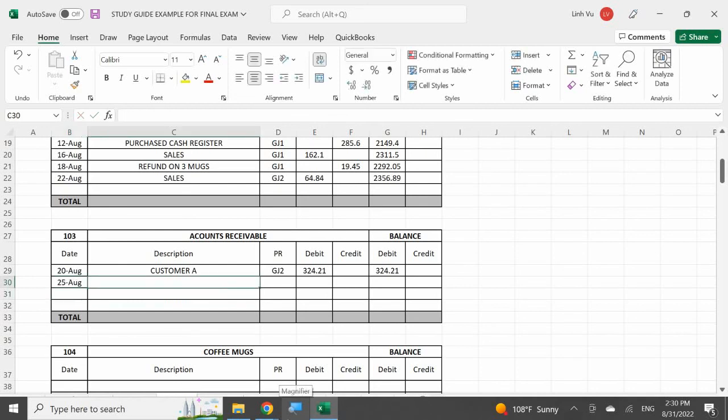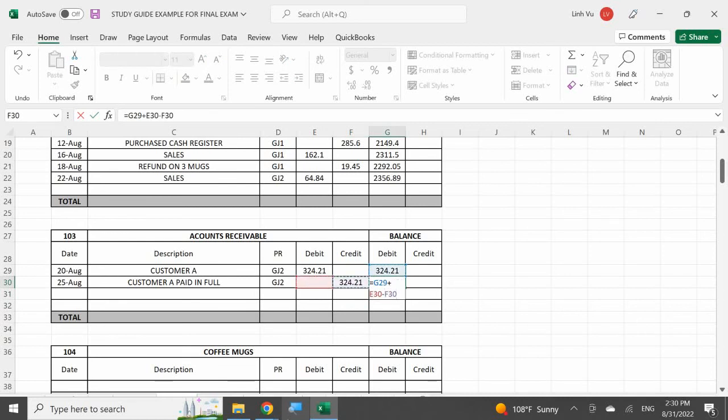And then I'm going to reduce my accounts receivable because customer A decided to pay off what they owe. So I'm going to put customer A paid in full for 324.21. So the account balance is now 0, because we charged them and they paid for it. Now there's no one else that owes me money.